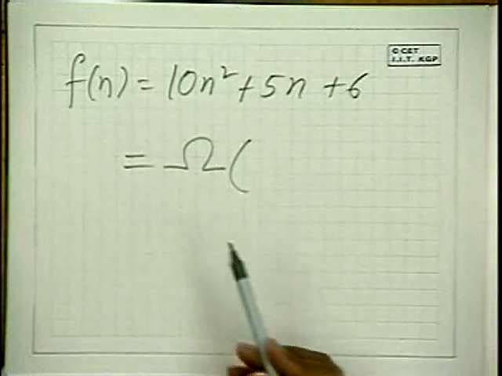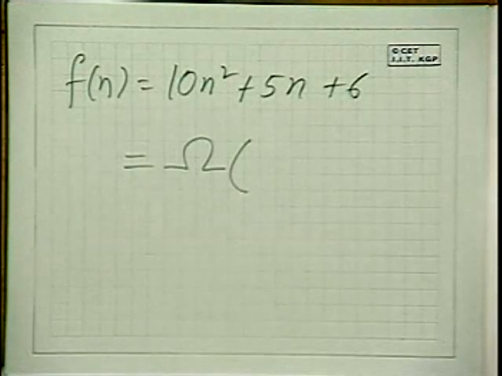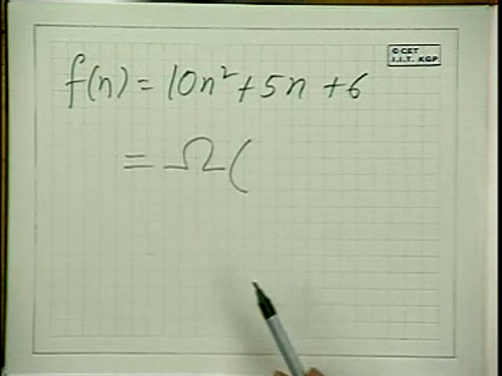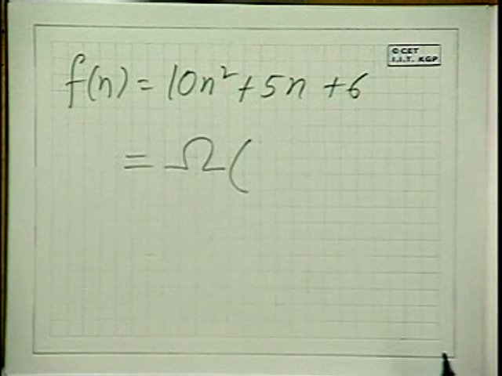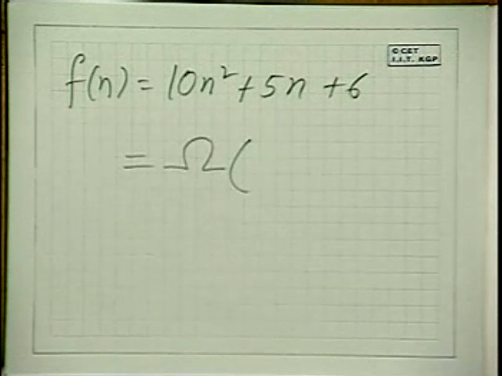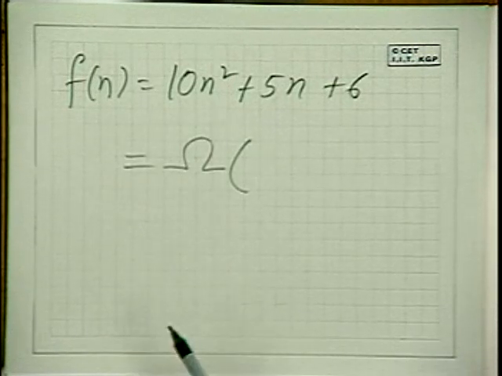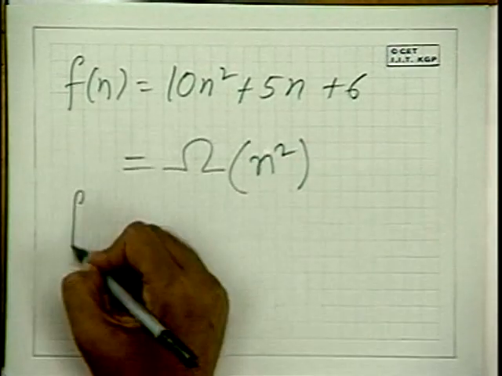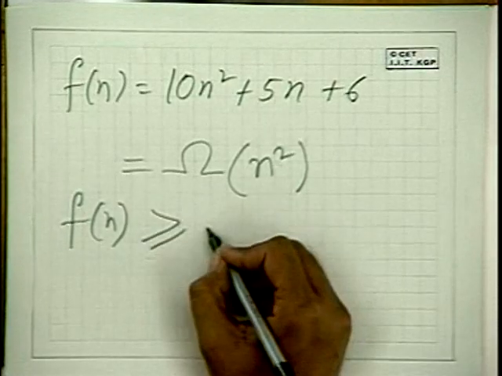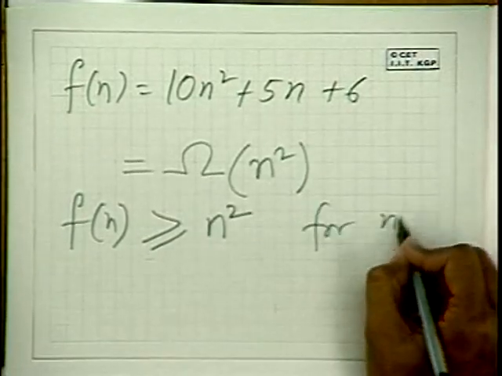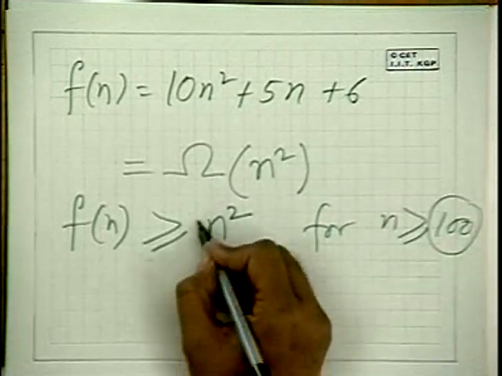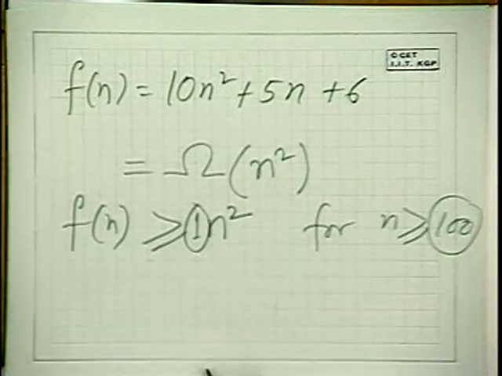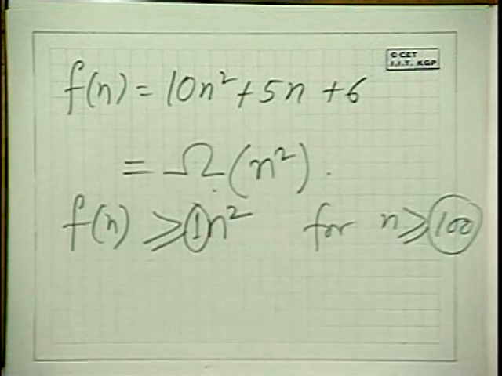Definitely this is omega of n. You can always say that f(n) is greater than or equal to n for n greater than or equal to 100. Definitely that is true. But I can also say this is greater than or equal to n squared for n greater than 100. That is also true, and it is a better analysis than n. So this is omega of n squared, because f(n) is greater than or equal to n squared for, say, n greater than 100. I have given you n naught, and I have given you the constant 1 here. So this should be omega of n squared.